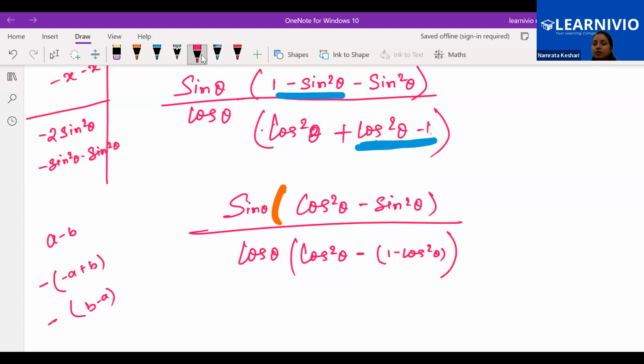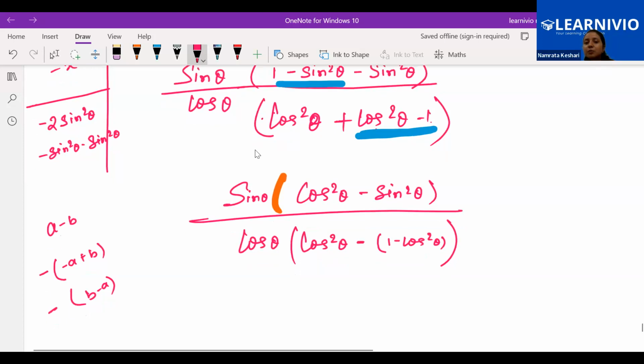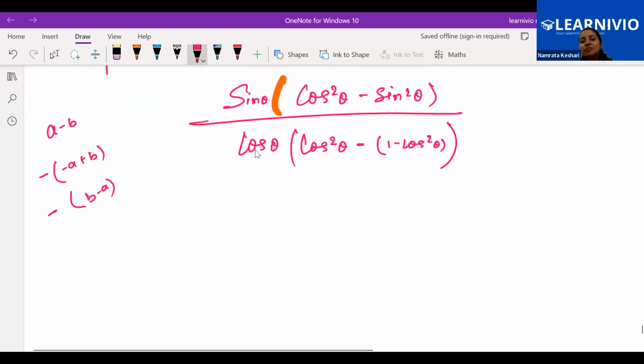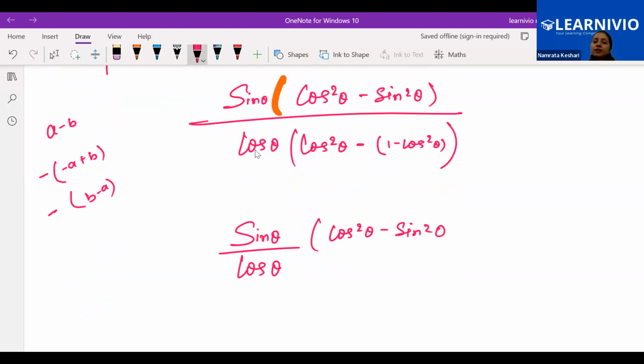And this, can you see now, we were trying to make both the brackets the same and it seems like we are done. Can you see? Continue a little bit. See, sine theta by cos theta. In the numerator, we are having cos square theta minus sine square theta. And in the denominator, we are having cos square theta. And 1 minus cos square means sine square theta.